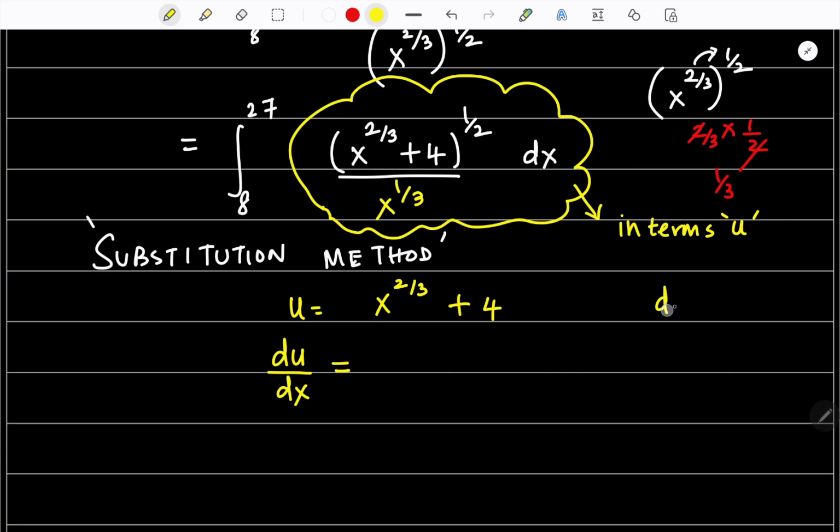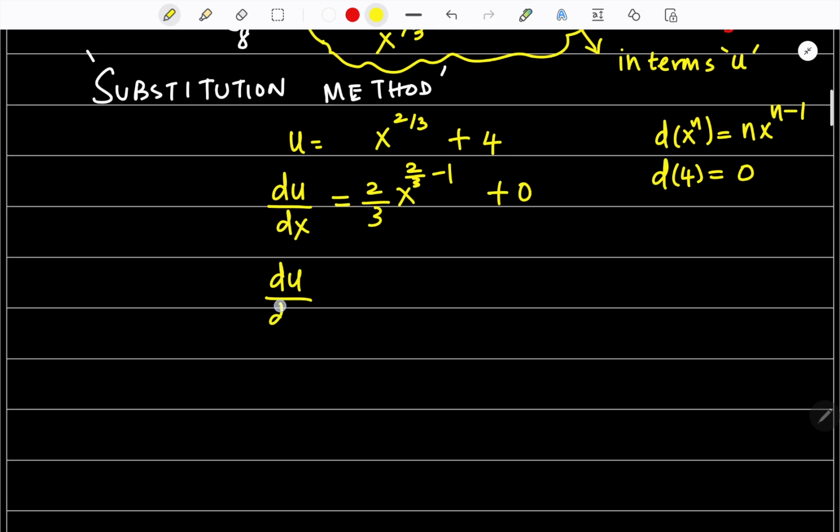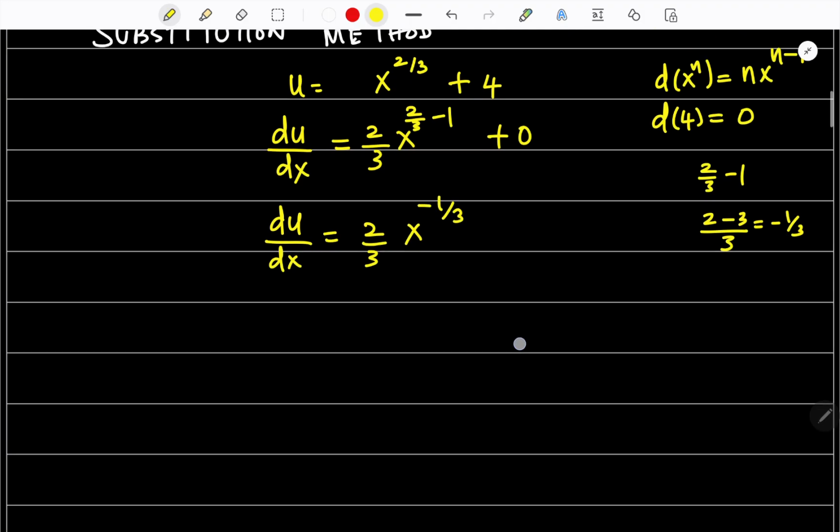So what is the derivative of x power n? It is n x power n minus 1. What is the derivative of a number? 0. So 2 by 3 x to the power of 2 by 3 minus 1 plus 0. So du by dx is equal to 2 by 3 x to the power of 2 by 3 minus 1, which is 2 minus 3 by 3, or in the calculator you can put it, which is equal to minus 1 by 3, right? So this is minus 1 by 3.